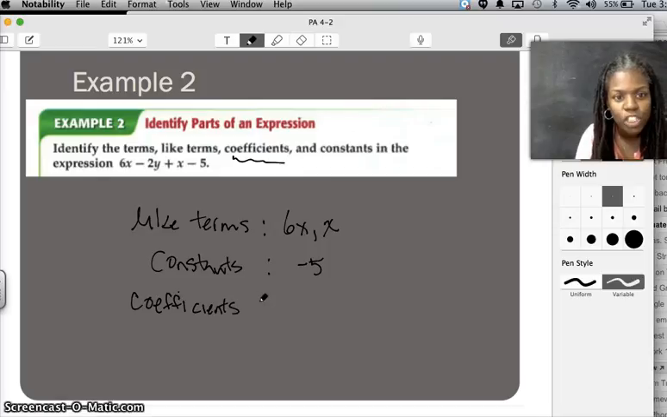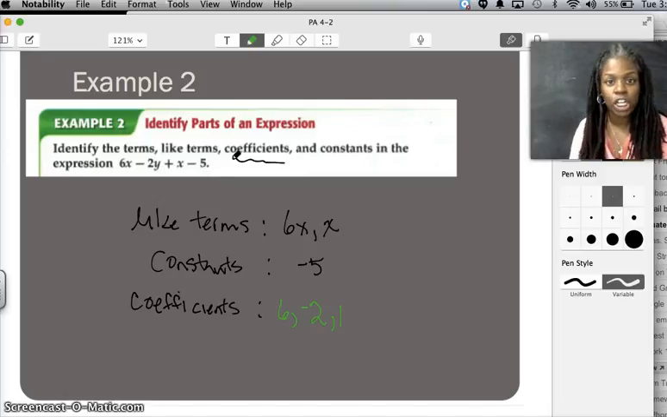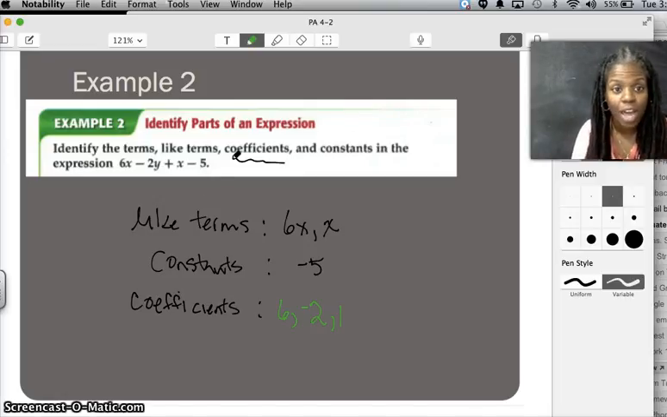So what are the coefficients? So we have a couple of coefficients. In this case, 6 is a coefficient, negative 2 is a coefficient, and negative 5 is not. But 1 is a coefficient. Negative 5 is not a coefficient because it's standing alone. It's not being multiplied with a variable at all. But 1 is technically being multiplied.